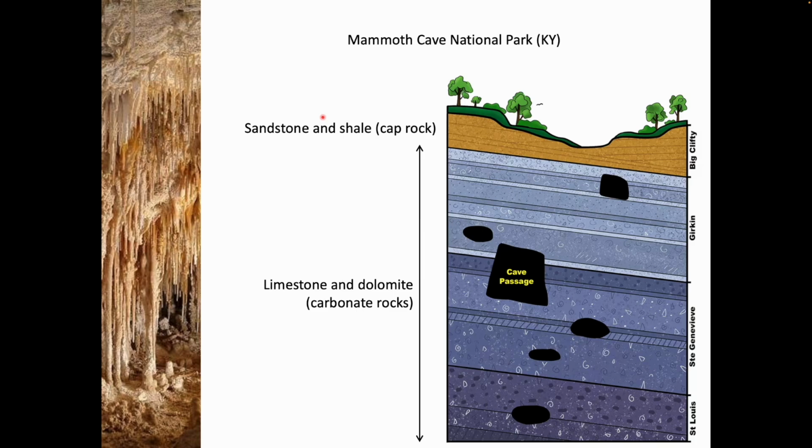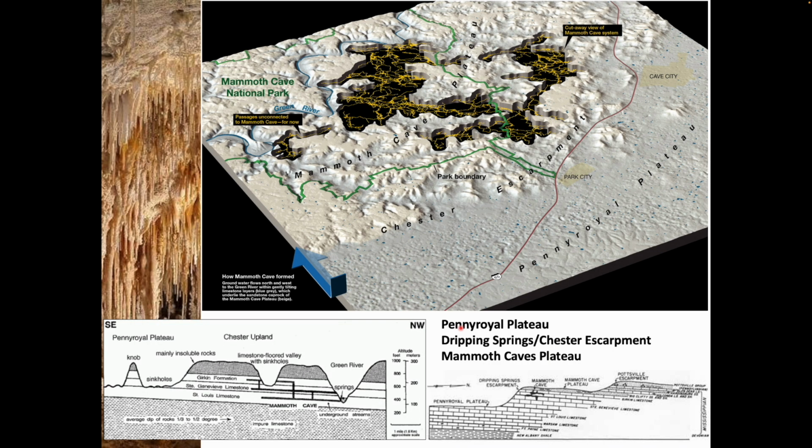Mammoth Cave is allowed to become so big and long because it is protected by a cap rock of sandstone and shale. Underneath the sandstone and shale is a thick stack of limestone, and this is where the cave passages form. The sandstone and shale does not dissolve, so it forms a nice, hard, resistant rock that protects these caves from collapsing, and protects a large area of large caves. Mammoth Cave is over 426 miles long. That's a very long cave. That's a lot of void space underneath this plateau.